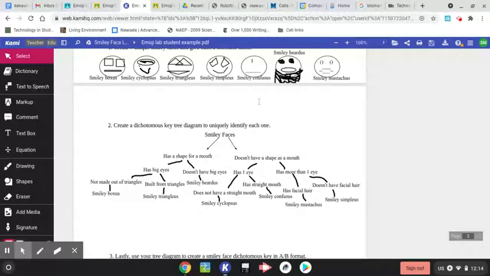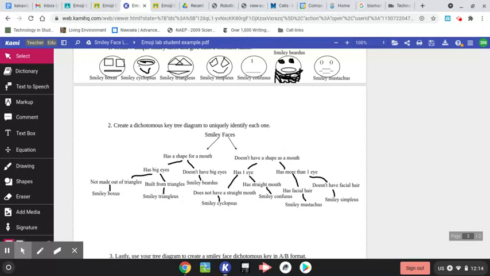So we look at Smiley Beardus: doesn't have big eyes, has a shape for a mouth, and is a smiley face, right? That works. Personally, instead of having big eyes and then getting to Smiley Beardus, I would have used has a beard, doesn't have a beard, right? That would be a little easier.